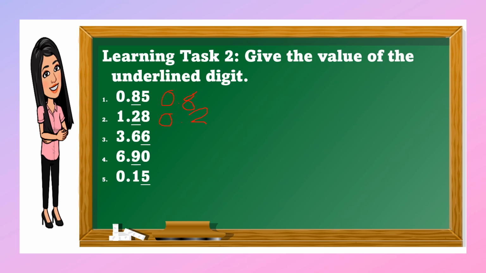Number 3 is 3 and 66 hundredths. So 6 is the underlined digit. So 6 is 6 hundredths. So we will add 0 sa unahan kasi hundredths siya. Number 4, also tenths. So that is 9 tenths. Number 5, 5 hundredths. So you can check your work.